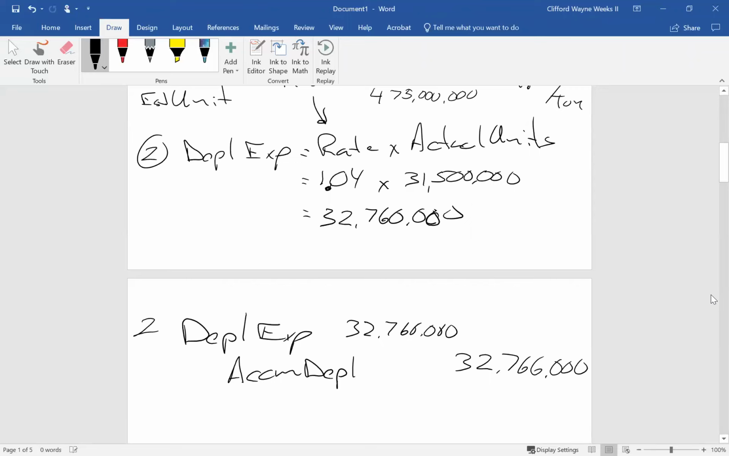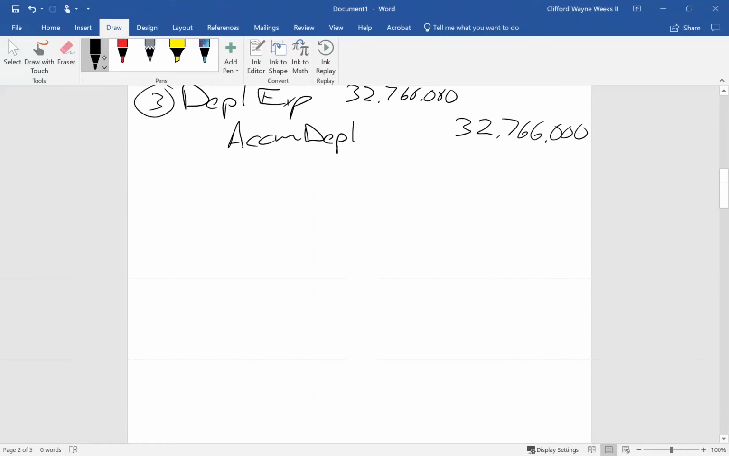And so this would be the journal entry. Actually, that's a 3. Oops. This would be the journal entry to record depletion expense. Well, the last thing that we need to deal with, right, are intangible assets.